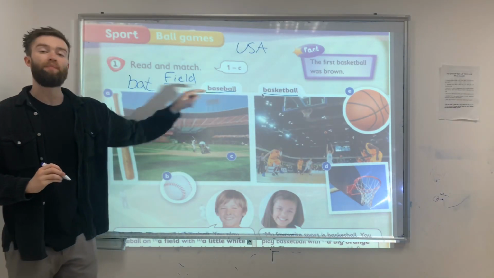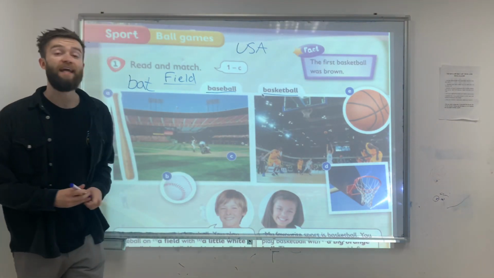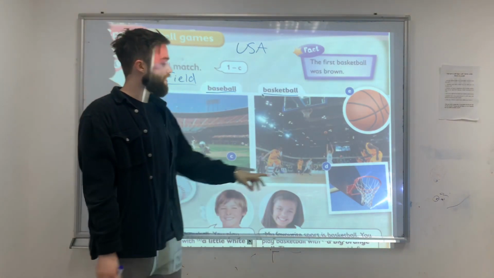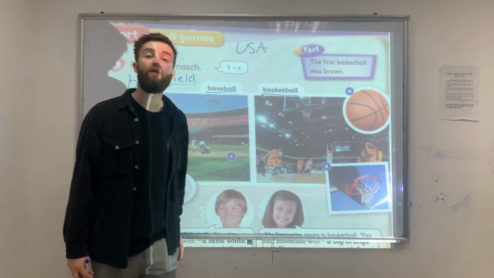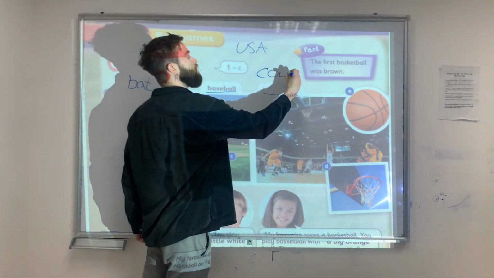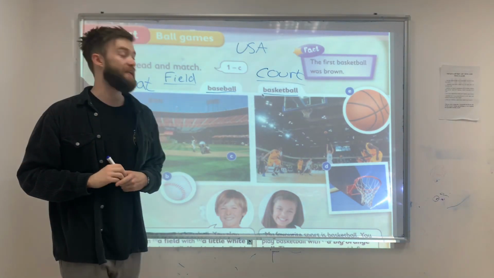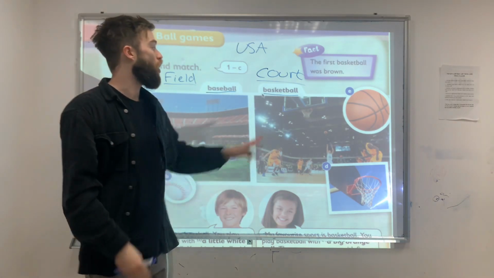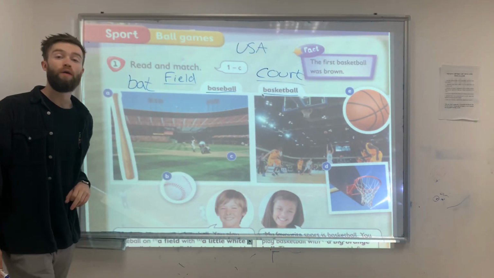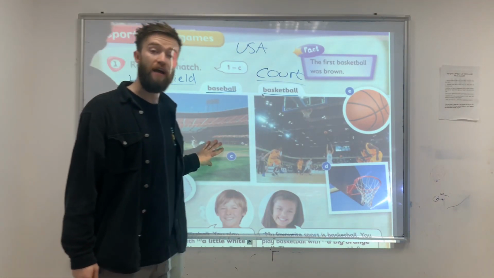In baseball, we play on a field with grass, okay? In basketball, we play inside. We play inside a building, and we play on a wooden floor. A wooden floor. We call this a court. Can we say court? Very good. So again, in basketball, we play inside on a court, which is made of wood. In baseball, we play outside on a field, which is made of grass.